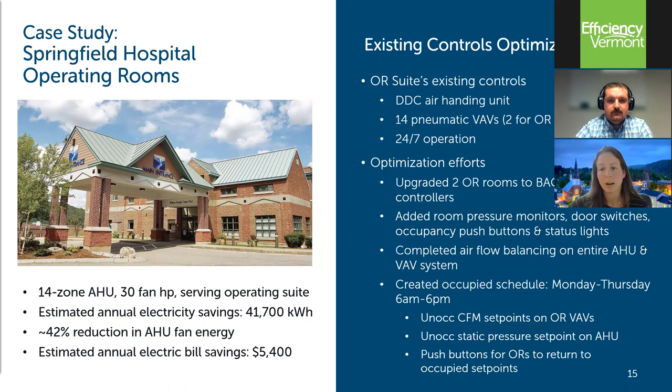The hospital's operating suite includes 2 operating rooms. The central air handling unit that serves the OR suite feeds 14 zones through variable air volume or VAV boxes, including the ORs themselves, as well as central sterilization spaces and prep rooms. To get a sense of size, the air handling unit has a 25 horsepower supply fan and a 5 horsepower return fan, and is capable of moving 15,000 CFM of air.